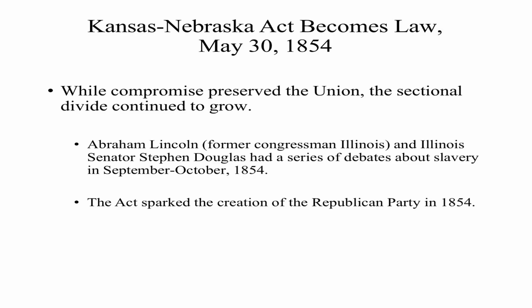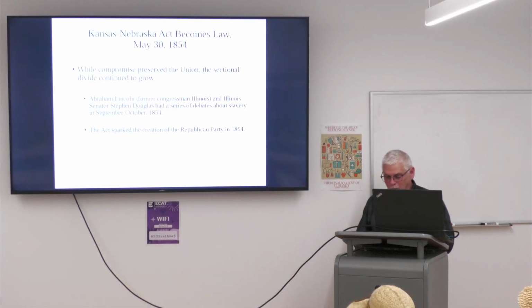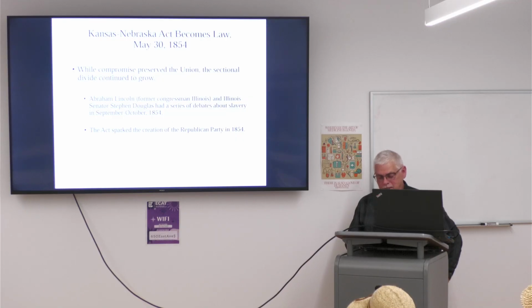Abraham Lincoln, former Illinois congressman and candidate for the Illinois State House, and Senator Stephen Douglas had debates about slavery, in particular popular sovereignty, in September to October 1854. Douglas preached in favor of popular sovereignty and Lincoln against. Now, these were not the famous Lincoln-Douglas debates. Those occurred later in 1858, when Abraham Lincoln was running for Senate. But these debates served as a precursor to what was to come.